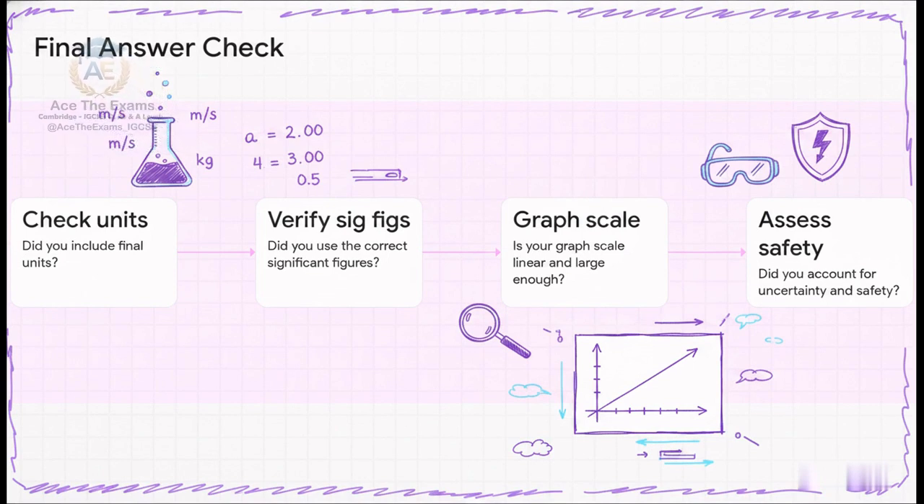Before you move to the next question on the exam, I want you to mentally run through this 4-point final answer check. Did you include final units? Did you use the correct significant figures? Is your graph scale linear? And is it taking up at least half the page? Did you account for uncertainty? Doing this quick mental check ensures you aren't leaving easy, guaranteed marks on the table.